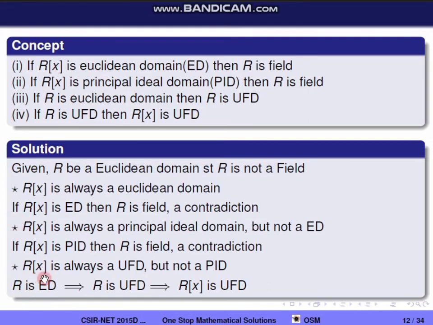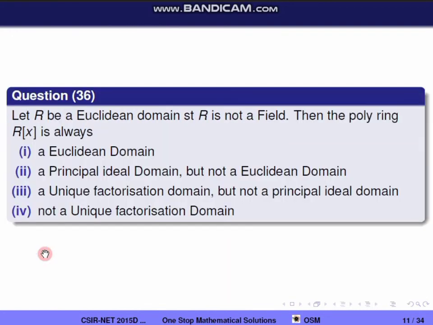Third option, R[x] is always a UFD but not a PID. Already we got that R[x] is not a PID from the second option. Now we'll check this statement, R[x] is always a UFD. We know R is Euclidean domain. So using concept 3, R is UFD. And using concept 4, we get R[x] is also a UFD. So we got R[x] is both UFD and not a PID. So this option is correct. So we'll check the correct option. So the correct option is third one.